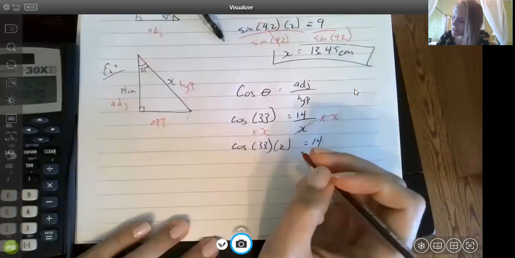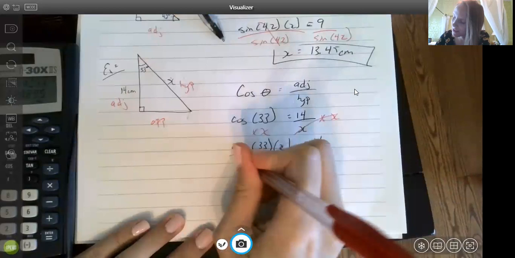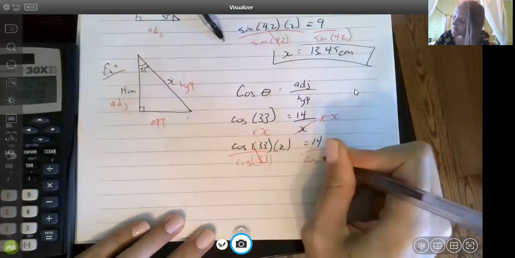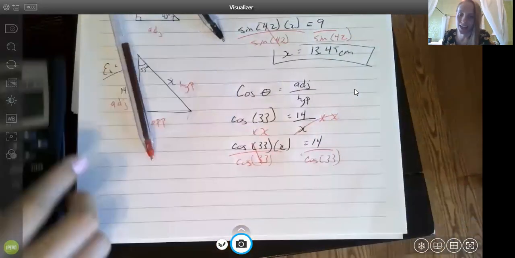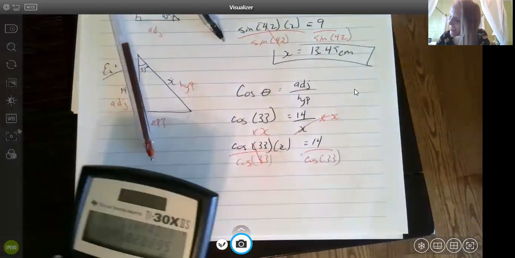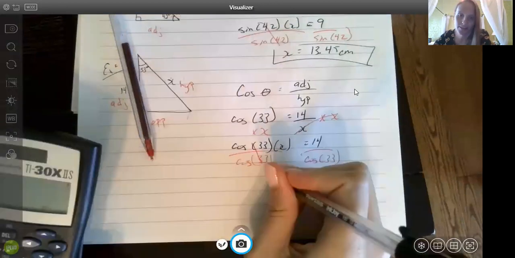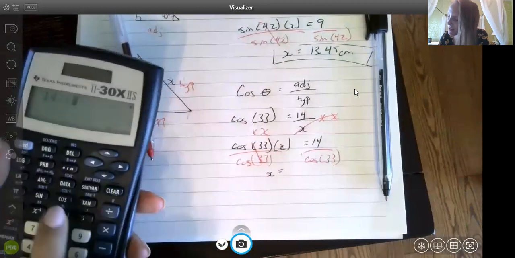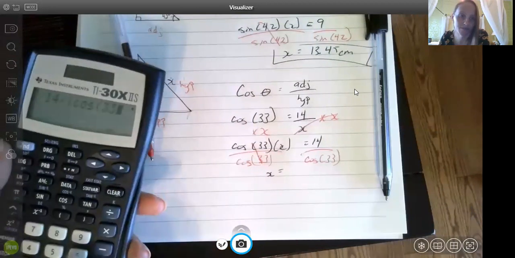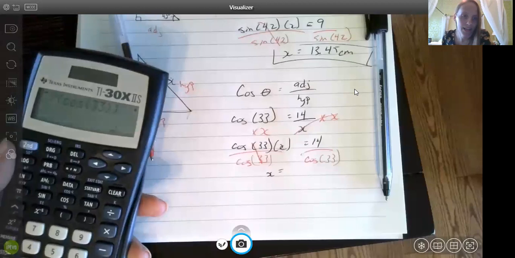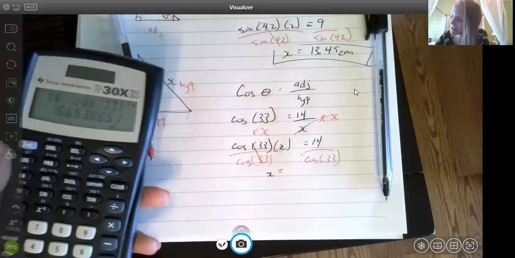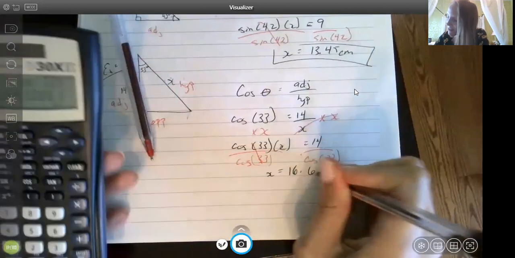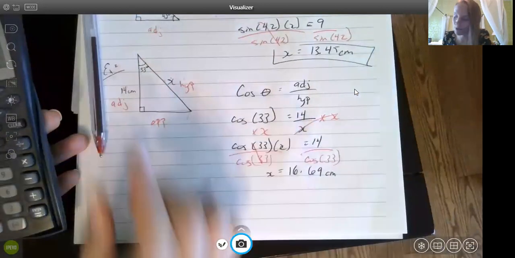And then in order to isolate the x, I must divide by the cosine of 33 on both sides. And so to figure out what my x is going to be, I just do 14 divided by the cosine of 33, just like that. And my final answer is 16.69 centimeters. You could round to 16.7 if you wanted.